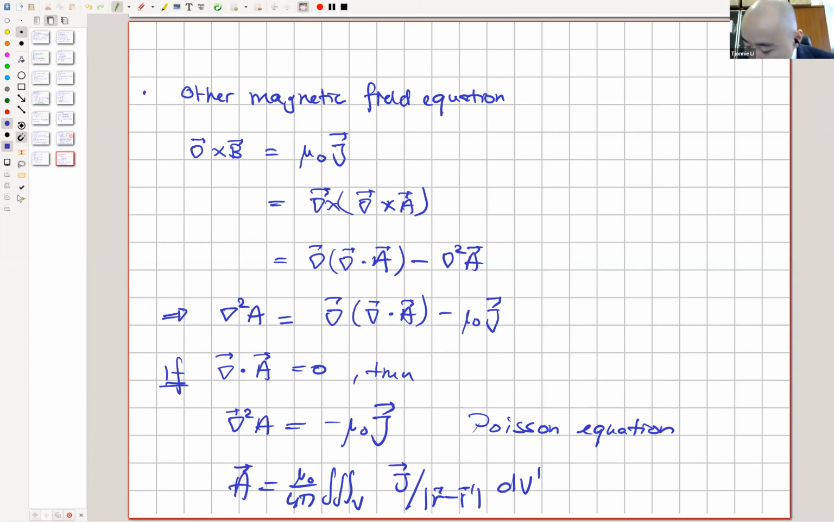Now, it should be noted that this is actually not just one Poisson equation, but 3 Poisson equations, one for each coordinate. That's a big caveat. So the Laplacian of this vector field A, in Cartesian coordinates, is the Laplacian of the x component of A, of the y component of A, and of the z component of A.